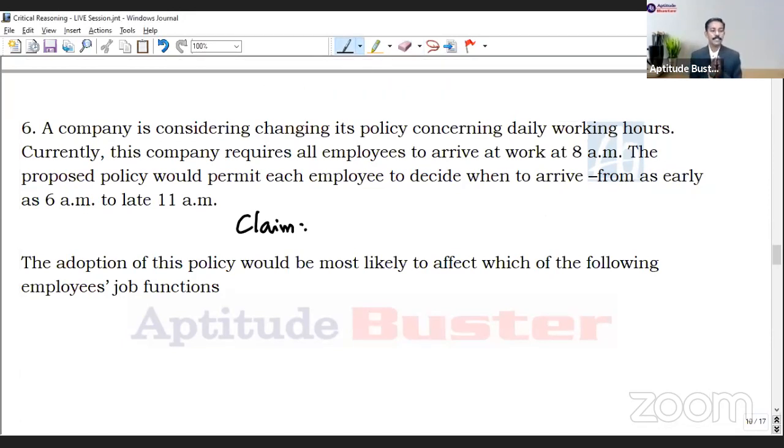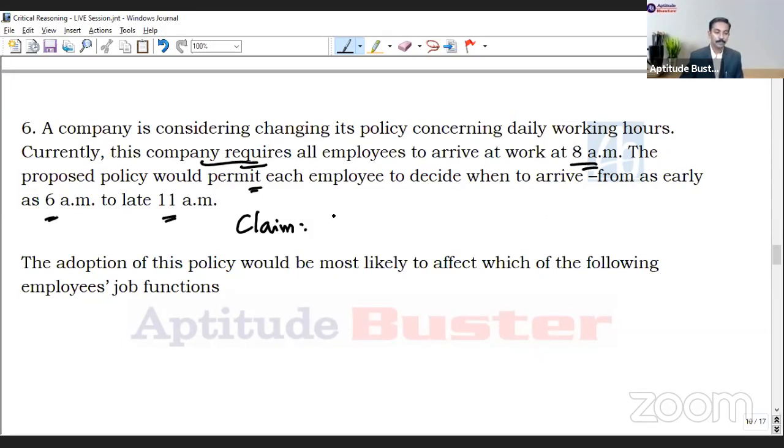What does it say? A company is considering changing its policy concerning daily working hours. So to put it in a nutshell, the claim of the argument is a company is planning a sort of flexi schedule. The existing system requires all of its employees to report at 8 a.m. That's the current requirement. The proposal, which I said is a sort of flexi schedule, would allow or permit an employee to report anytime between 6 and 11.